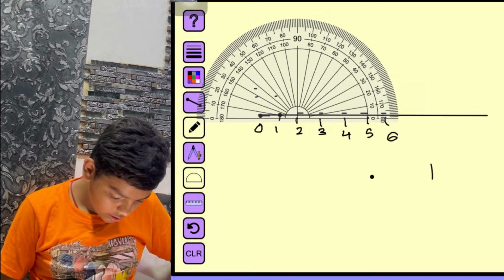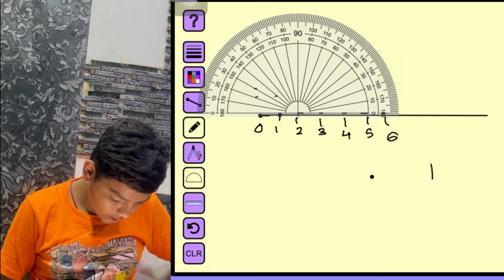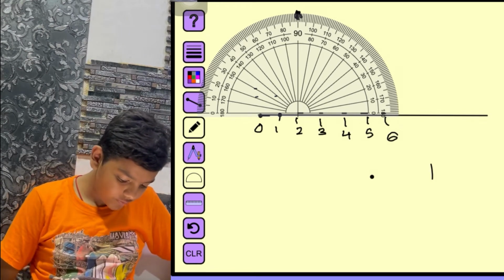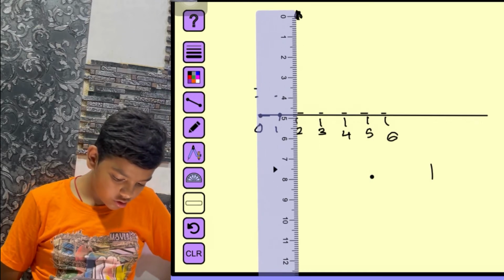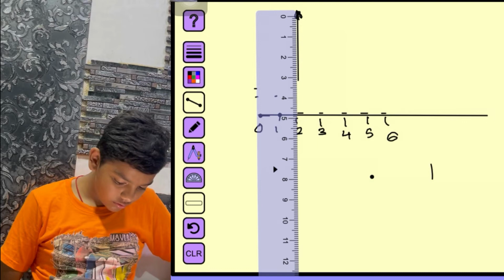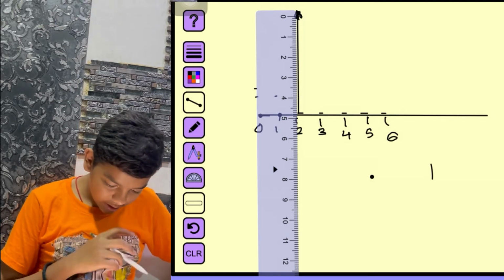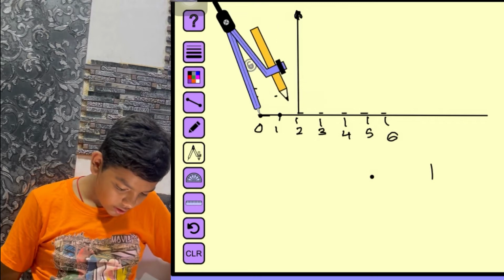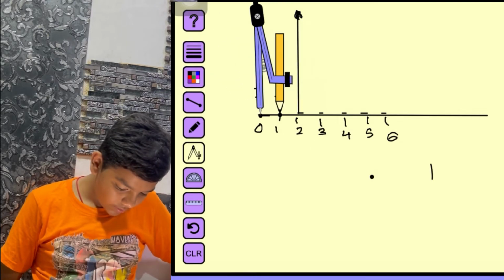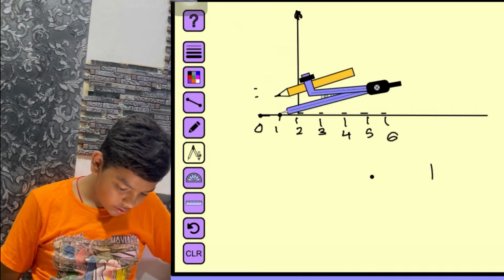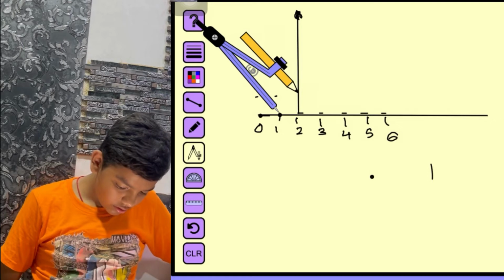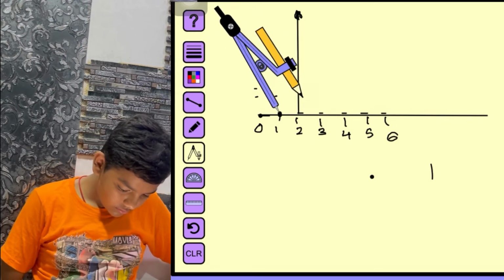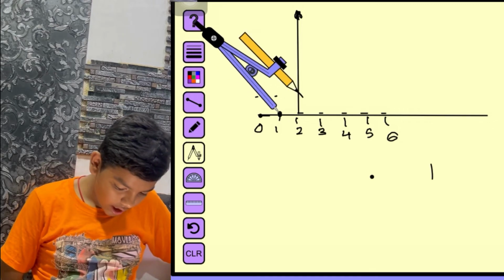So let's keep the protractor perfectly on this line. And here we can see 90. Let's mark this point as 90. Okay. Connect this to 2. So from 2 to the 90 degree, we have connected. So let's take the scale out, and let's take our compass and take 1 unit. Fix it over here and make a circle. So make an arc over here like this.